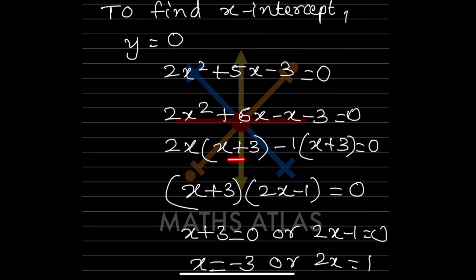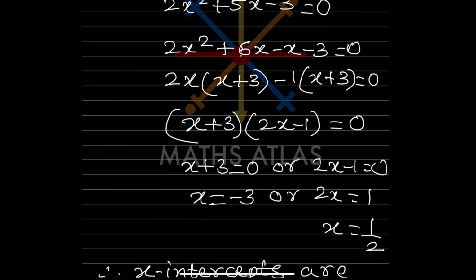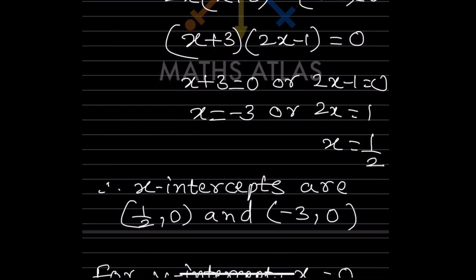So this is 0. Now we are going to write this only once: x plus 3 times 2x minus 1 is 0. So x plus 3 is equal to 0, or 2x minus 1 is equal to 0. When you solve this part, x is going to be minus 3, and 2x is 1, so x is 1 by 2. So what will you write here? The x-intercepts are, whenever x-intercept means y is going to be 0, so you will write 1 by 2 and 0 over here. And in the other one, you will write minus 3 and 0. Or you can also write first minus 3 and 0, and then 1 by 2 and 0. Anyways, you can write it.